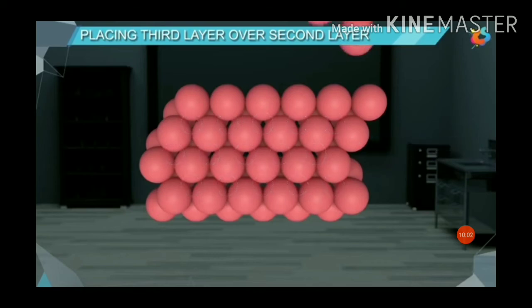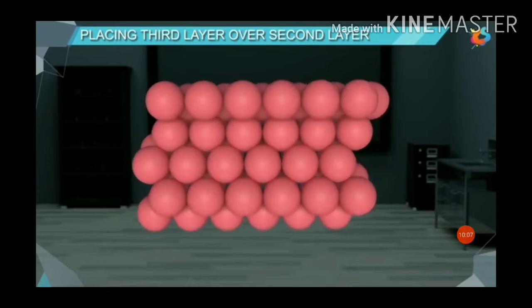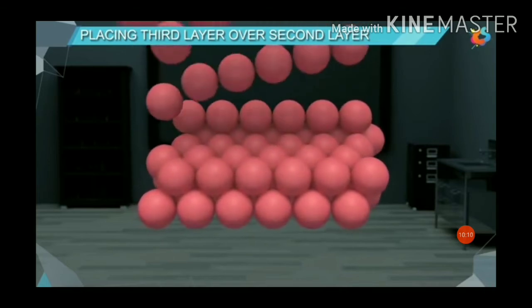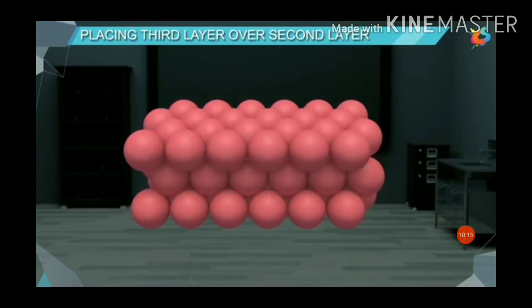The tetrahedral void of the second layer may be covered by the spheres of the third layer. In this case, the spheres of the third layer are exactly aligned with those of the first layer. Thus, the pattern of spheres is repeated in alternate layers. This pattern is often written as AB type packing or arrangement. This structure is called hexagonal close packing or HCP structure. This type of arrangement is found in many metals like magnesium and zinc.